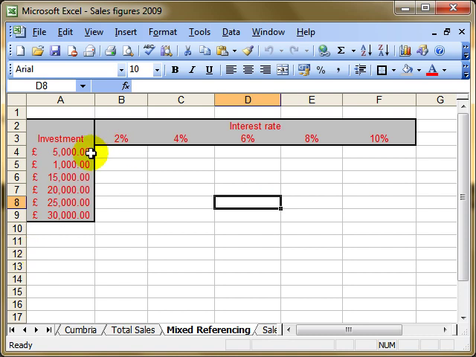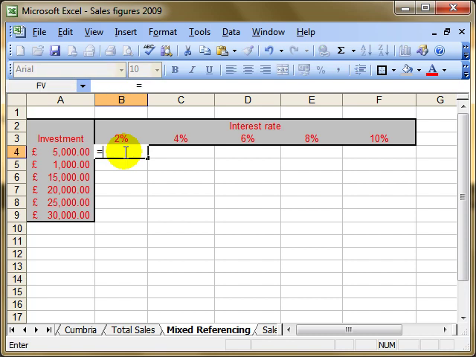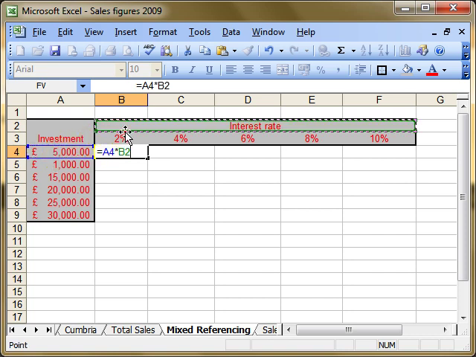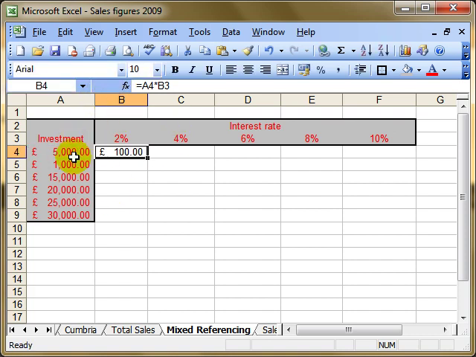To work out what my 2% return would be on £5,000, I need to put a formula inside cell B4. Simple formula just to multiply those two cells together. So it equals A4 multiplied by B3. Okay, we'll make that happen. And it's £100. So if I invest £5,000 at 2% interest rate, I'll earn £100. Not strictly true, but good enough for what we're doing here.